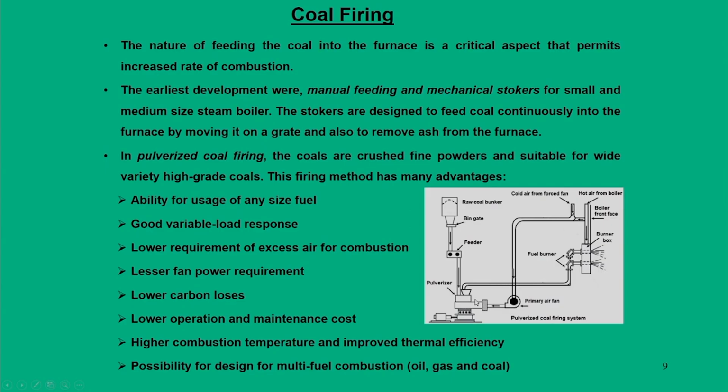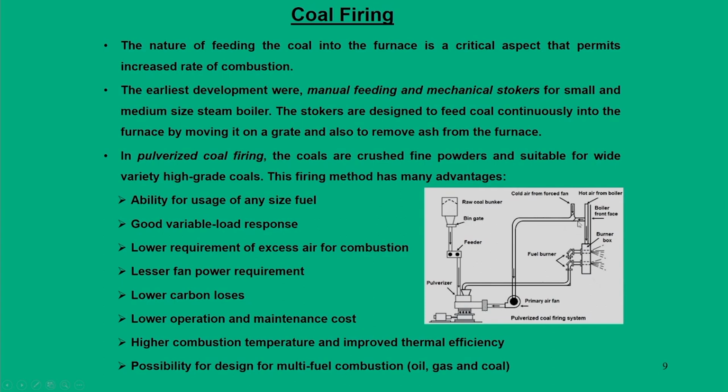To push this fuel or coal into the fuel burner, we require a fan. Then it enters the burner box and coal firing starts. Combustion takes place here and heat is released on the boiler front face. But any unwanted material, like particles which are not burnt completely, comes back through another route, enters through the primary fan route and goes to the pulverizer unit.